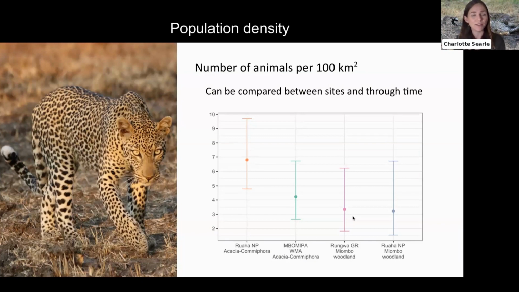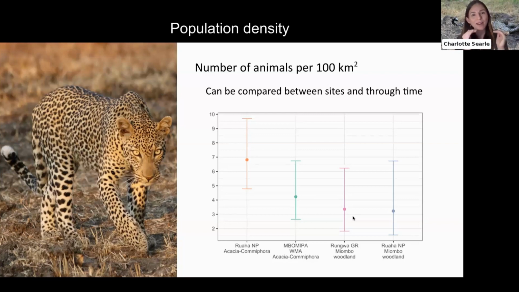So this graph you can see on the screen just shows an example of leopard population density from camera trap surveys in Ruaha Rungwe. If you just focus on the two on the left, the orange and the green, the orange is from Ruaha National Park. It's an estimate from the core tourist area. And the green dot next to it is from Mbomipa Wildlife Management Area, which is a community managed area that is just next to Ruaha. And it's the same habitat type as the other survey.